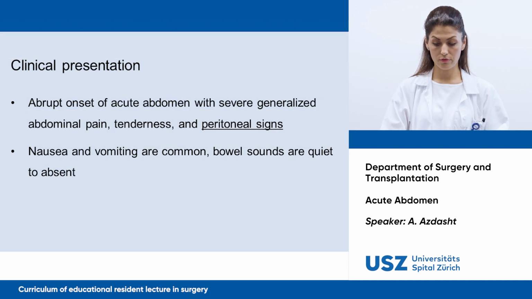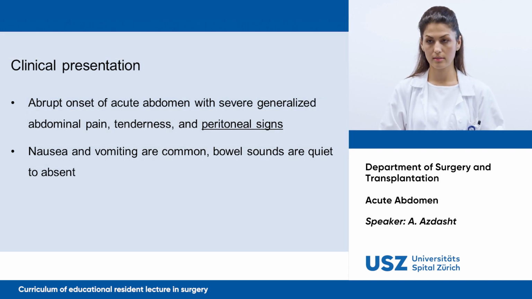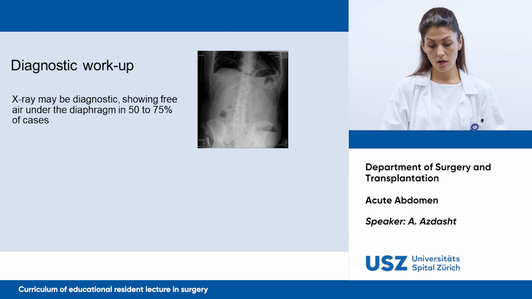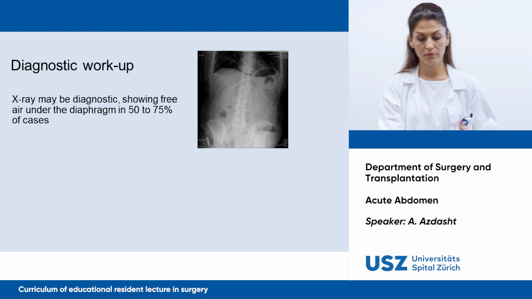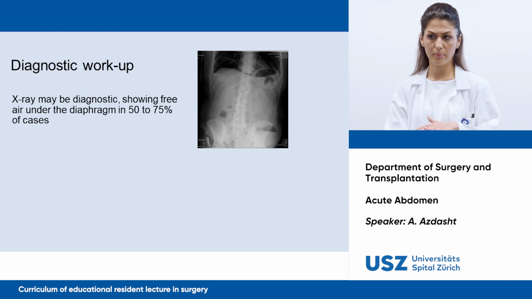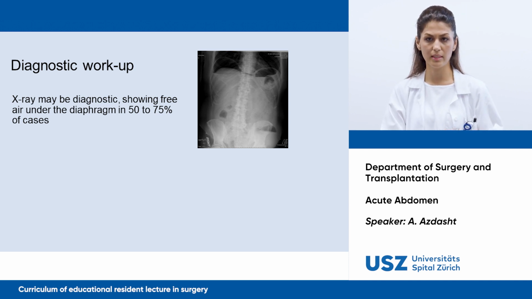Patients with an acute perforation directly show peritoneal signs, nausea, and vomiting. The bowel sounds are rather absent. And here also in an X-ray, you can see free air under the diaphragm, but for that, you actually have to lay the patient for at least 10 to 15 minutes. And these minutes are time that you do not have or that you do not want to waste.